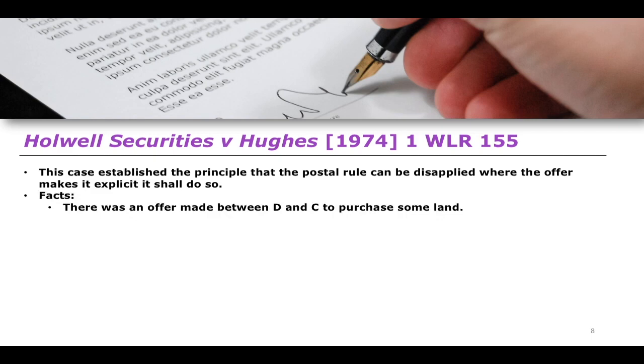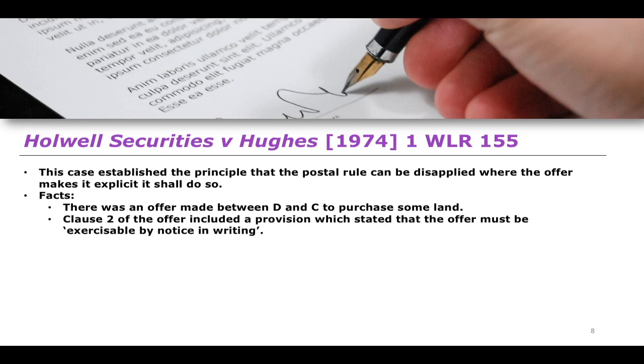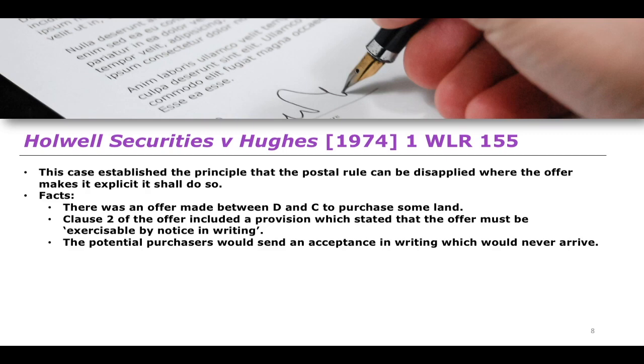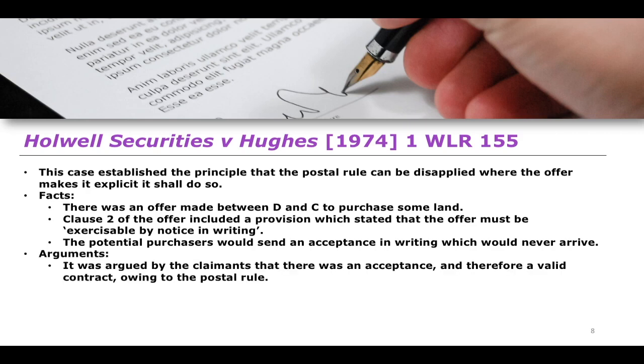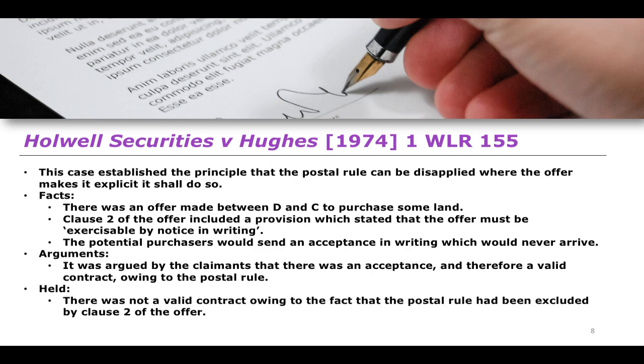So, in this case, an offer was made between the defendant and the claimant to purchase some land, and Clause 2 of this offer stated that the offer must be exercisable by notice in writing. Now, the potential purchasers would send acceptance by writing, but this would never actually arrive. The claimants argued that there was an acceptance and therefore a valid contract owing to the postal rule. But it was held that it was not valid, because the postal rule had been excluded by Clause 2 of the offer.